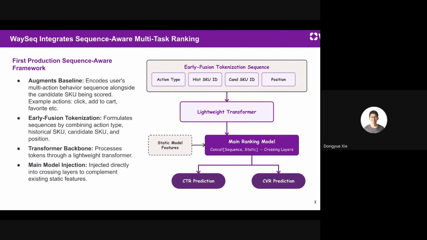The token here includes action type, for example, click, add to cart, favorite; historical SKU ID, the SKU that the customer interacted with; and candidate SKU, the SKU we're scoring. This is called early fusion. And we also have the positional encoding in the token.